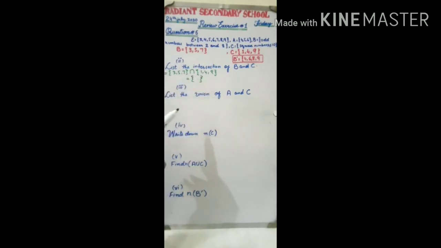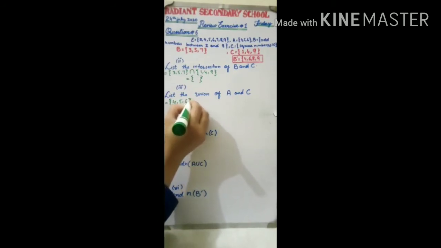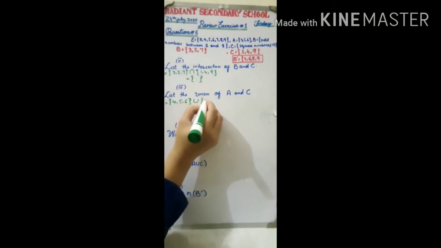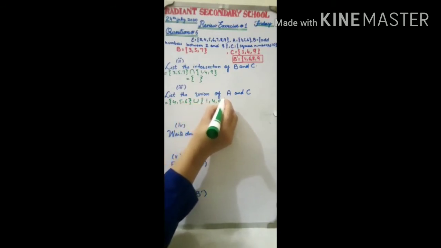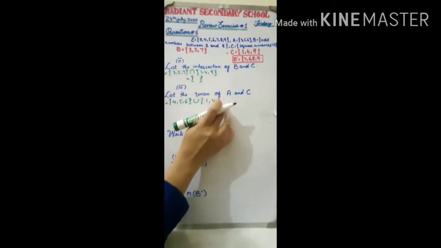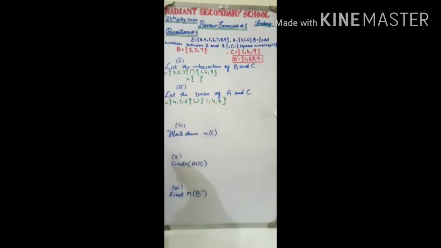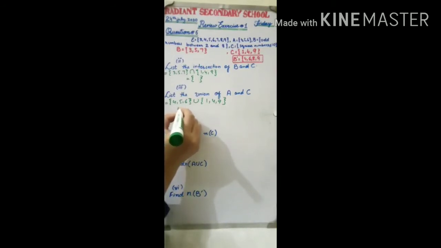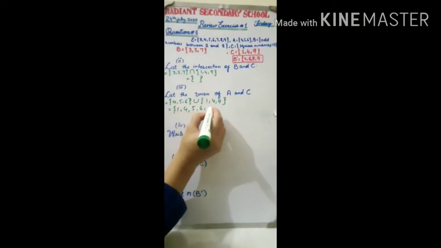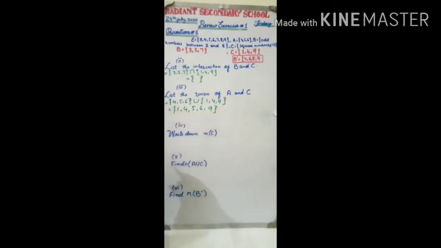Okay, third part. List the union of A and C. We have to find the union of A and C. Write the A set first. The A set is 4, 5, 6. Union. The C set is 1, 4, 9. When we arrange these two sets together, the answer will become 1, 4, 5, 6 and 9. That is the union of these two sets.